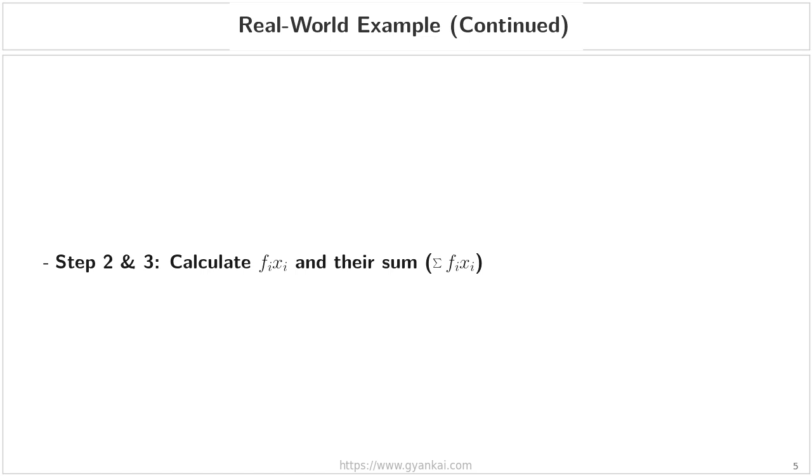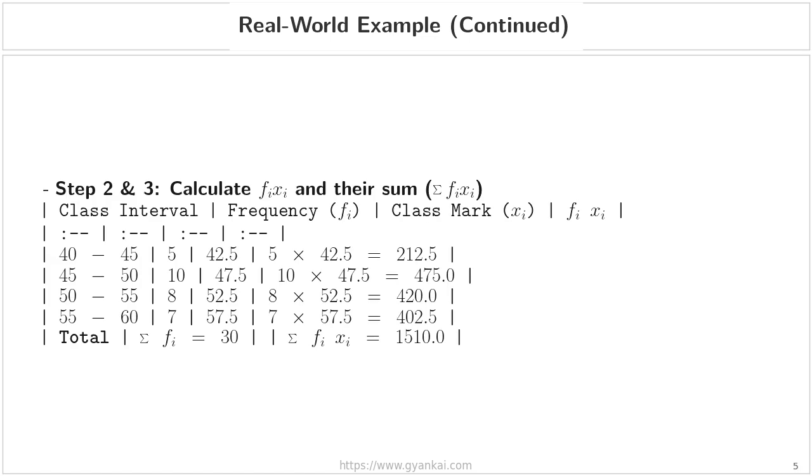Moving down the table, for the next interval, 10 times 47.5 equals 475. For the third row, 8 times 52.5 gives us 420, and for the final interval, 7 times 57.5 results in 402.5. Once we have all these individual products, we add them all together. This gives us our total sum of f sub i times x sub i, which is 1,510.